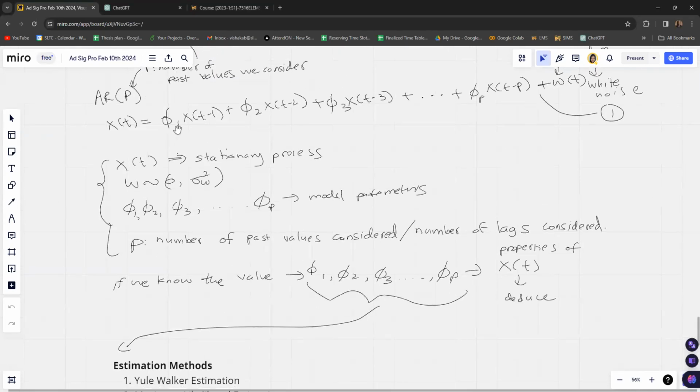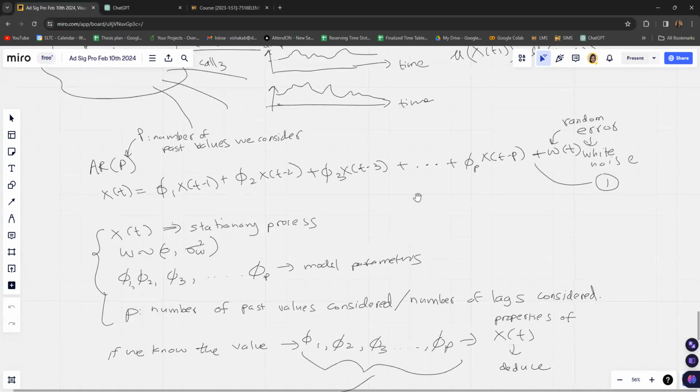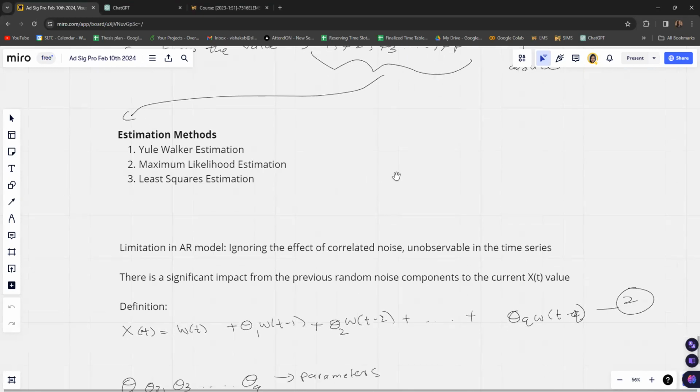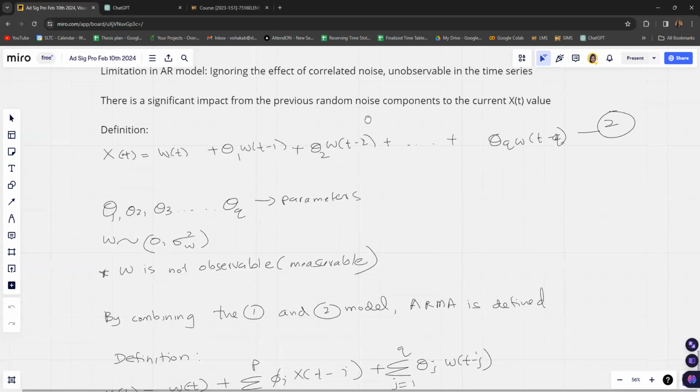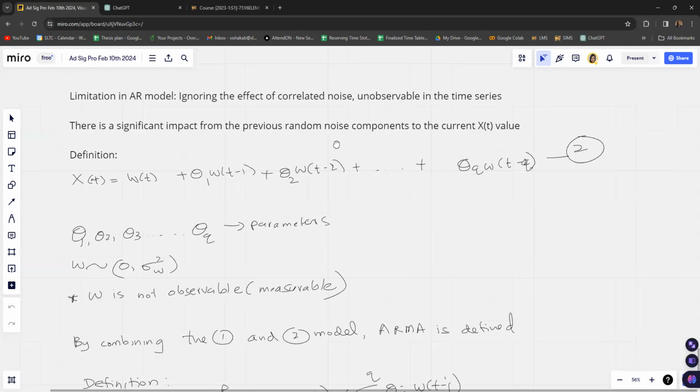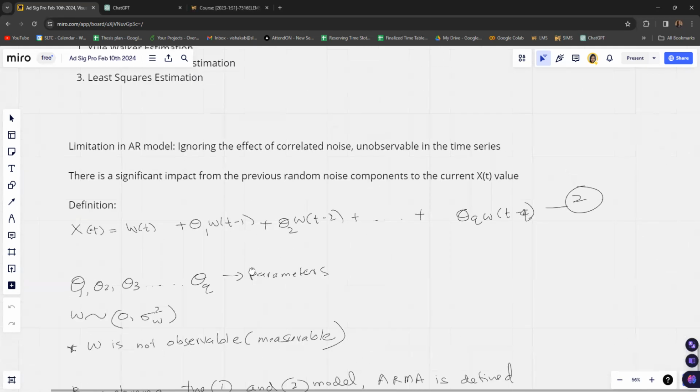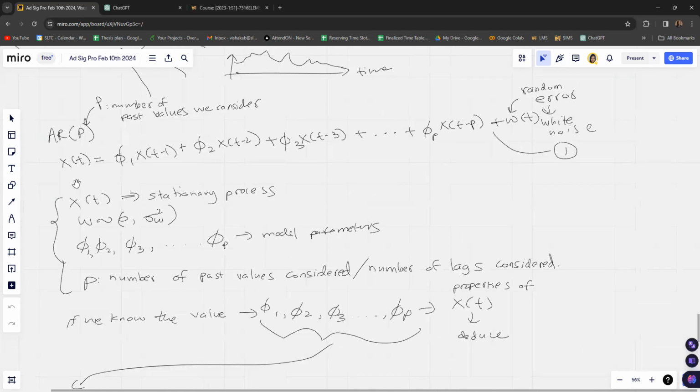So the challenge is to find these parameters phi 1, phi 2, phi 3. That is one thing. Another challenge is that if we are going to use filters, we also have to find the filter coefficients as well. We will discuss that when we come to that point. So the challenge is to find the parameters defined in this equation, like phi 1, phi 2, phi 3, up to phi p. The challenge is to find the unknown parameters.